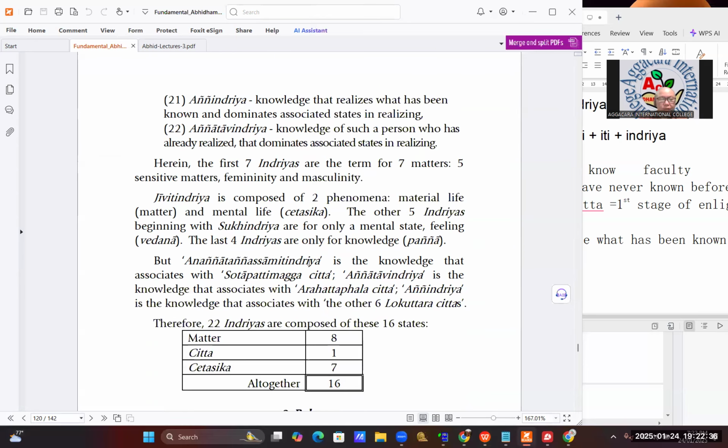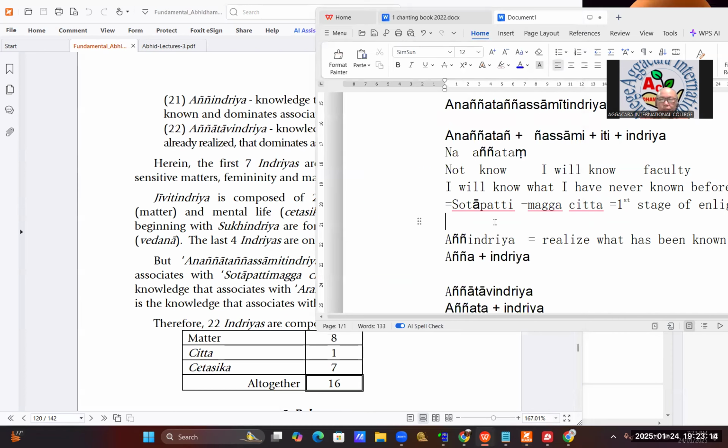So the explanation is already explained here. So the first one, anyanyata, nyanya sami ti indriya. Knowledge associated with the sotapatti magga. Alright. So this is the first stage of enlightenment. So the second one, anyanta vindriya. This is the last one. They associate with the arahatta phala chitta. So the middle one, number 2, anyindriya. Knowledge associated with the 6 lokuttara chitta. Okay. So I'd better put this as number 1. Okay. So this number 2. And this is number 3.